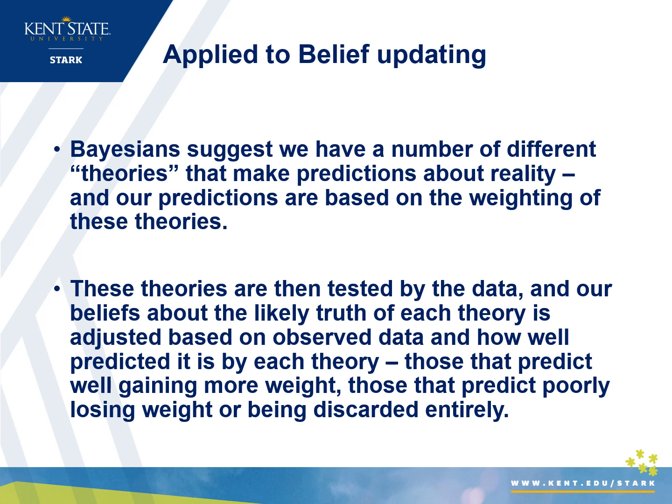Then, though, what happens over time is that these theories that we hold are tested by the data. So as we observe things, we adjust our beliefs regarding these theories. So our beliefs about the likely truth of each theory is going to be adjusted based on our observations and how well predicted whatever the observation is by each theory. So those theories that predict well are going to end up gaining more weight over time as we observe things. Those that predict poorly are going to lose weight over time, or perhaps be discarded entirely if the theory is totally inconsistent with the data that we observe.